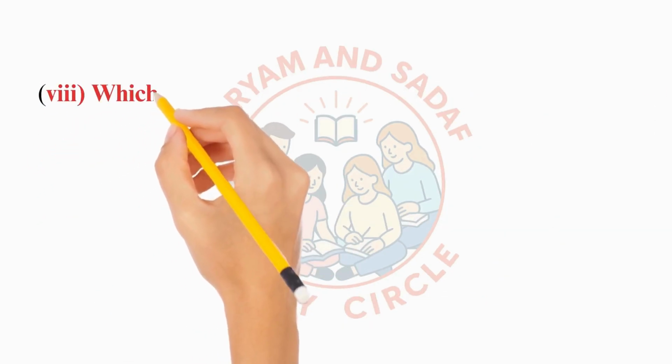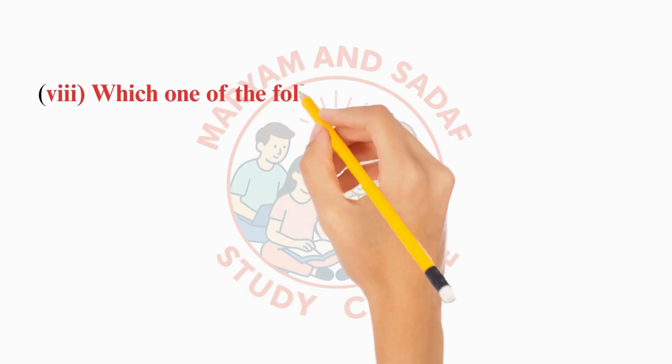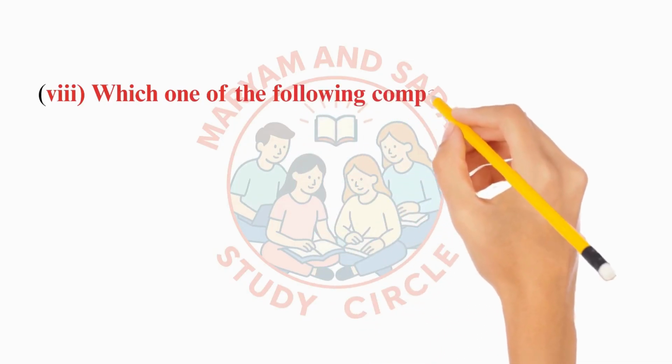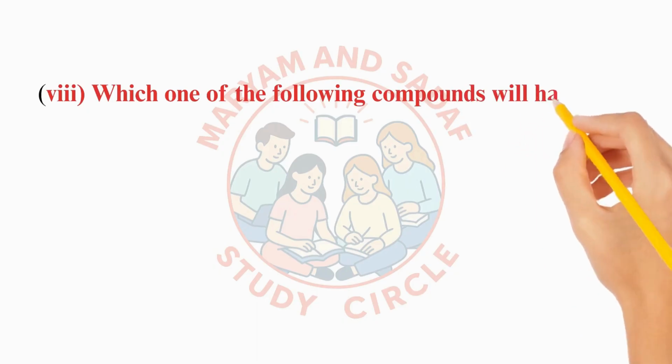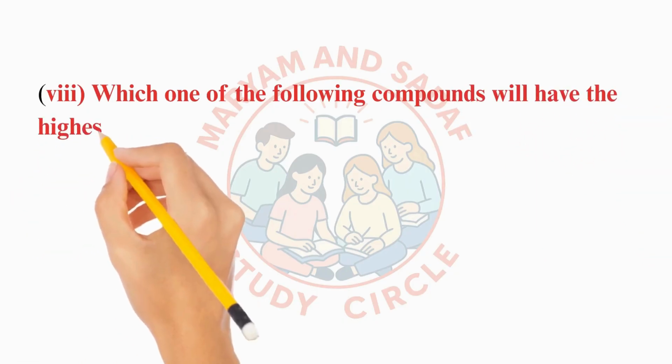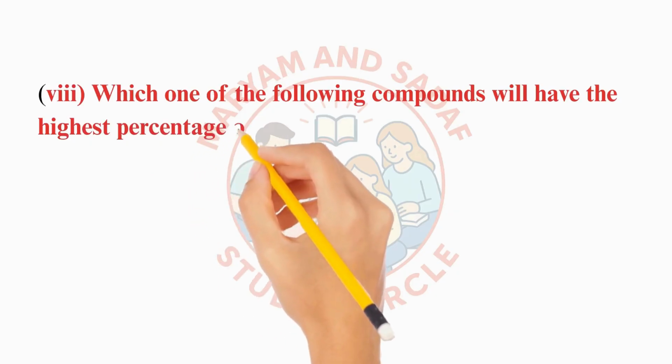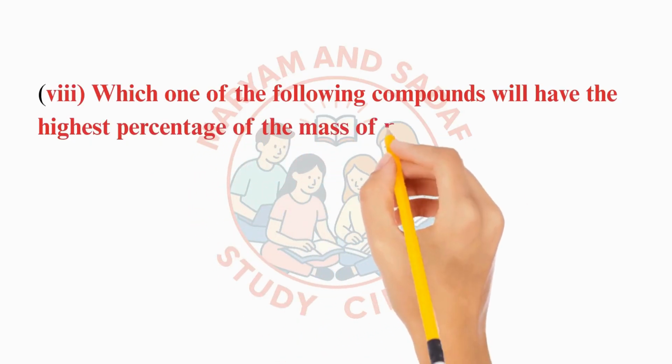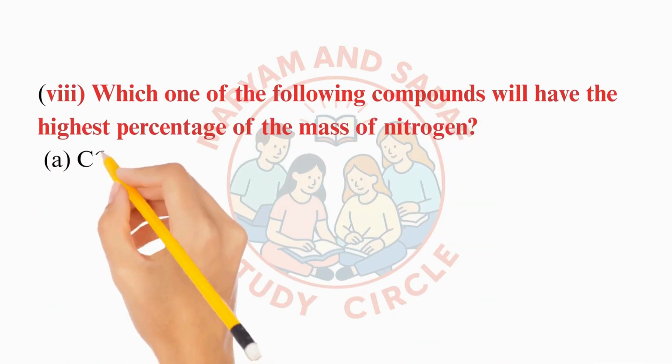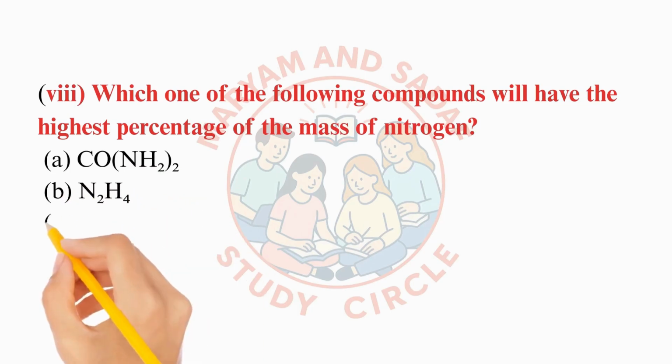Which one of the following compounds will have the highest percentage of the mass of nitrogen? A. CON2H4. B. N2H4. C. NH3. D. NH2OH.